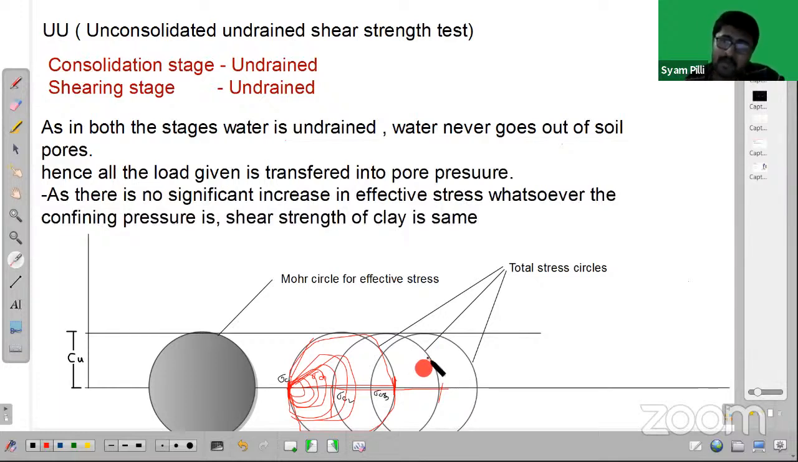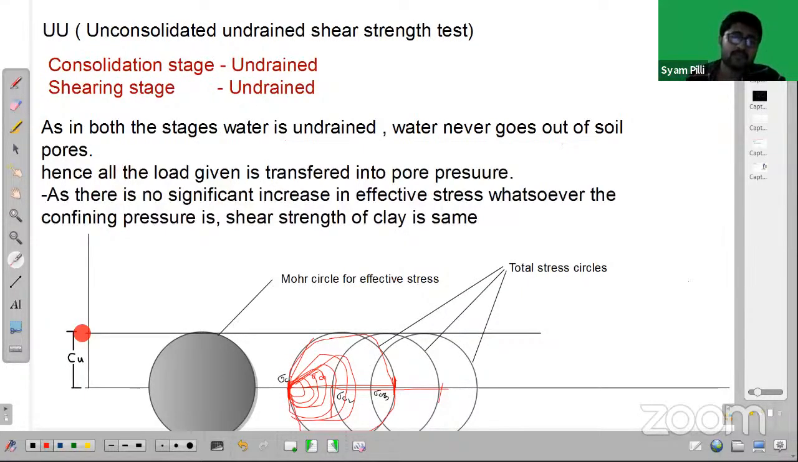When will improvement happen? When effective stress develops inside the soil, then the strength will improve. But here effective stress is not increasing, because it is undrained and the water is not going out. So the strength does not increase. That is the reason why the shear strength is the same whatever the confining pressure. So your failure envelope, which is the common tangent to all these Mohr circles, will be horizontal, right?